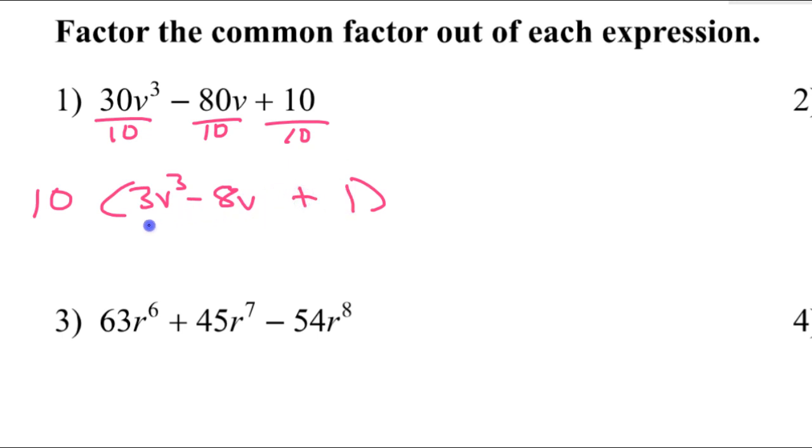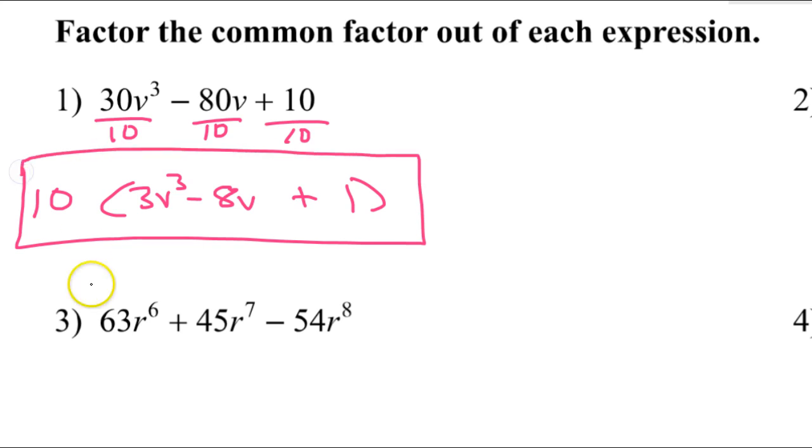Okay, now, the key is look at the remaining expression inside of the parentheses. Is there anything else that will divide evenly into all of the coefficients? Well, obviously not, since we already have a 1 and the only thing that's going to divide evenly into 1 is the number 1 itself. So 10 must have been the GCF, and this is the final answer. Now, it won't always be that easy, so stay with me.